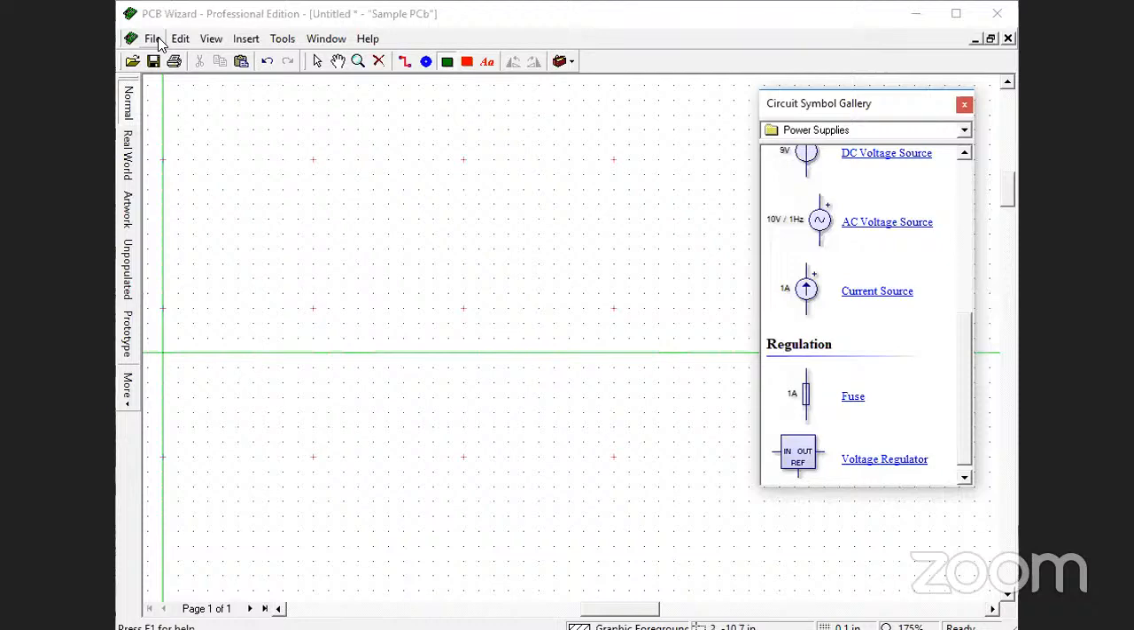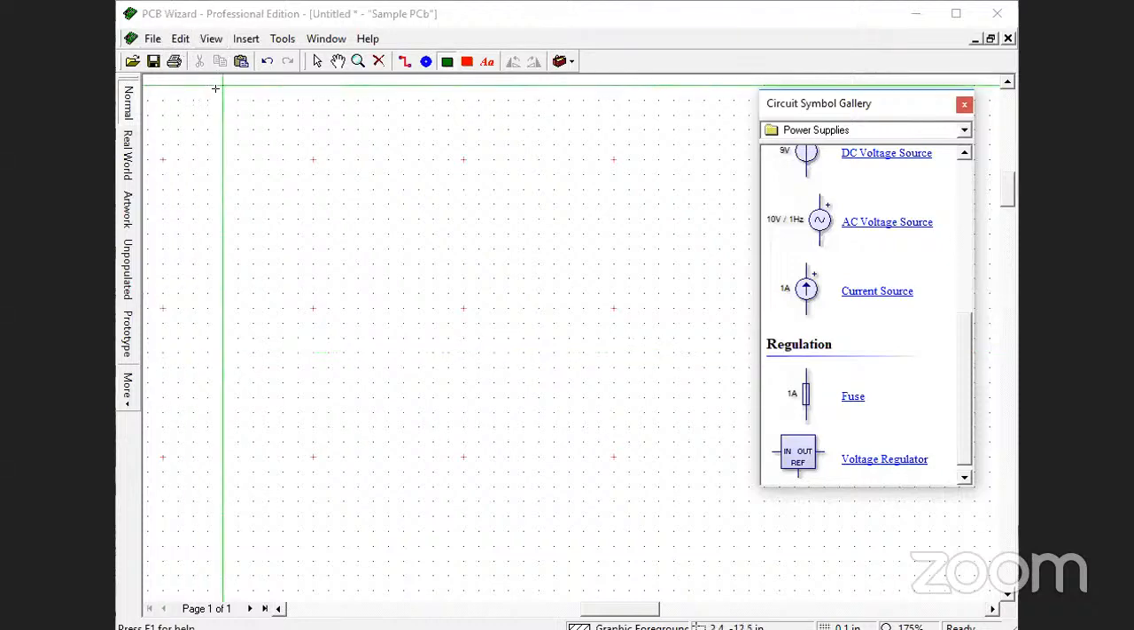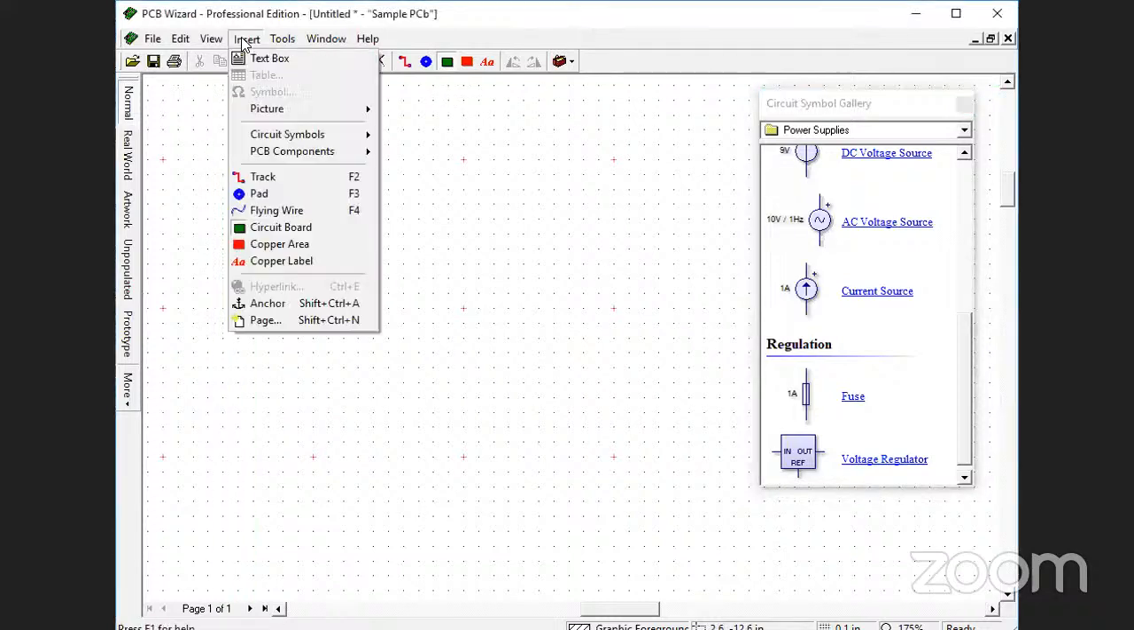So we have finished with file, edit, and view. So let's go for insert. Let's go for insert.